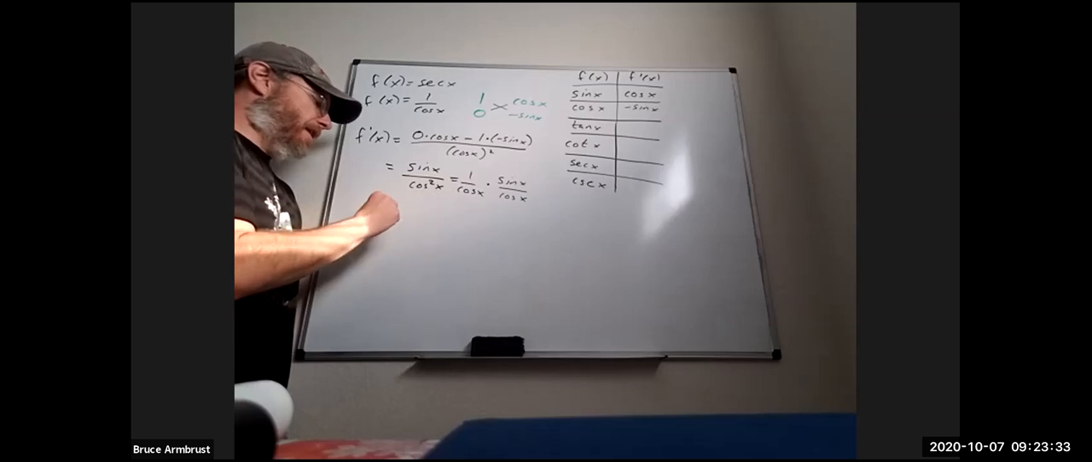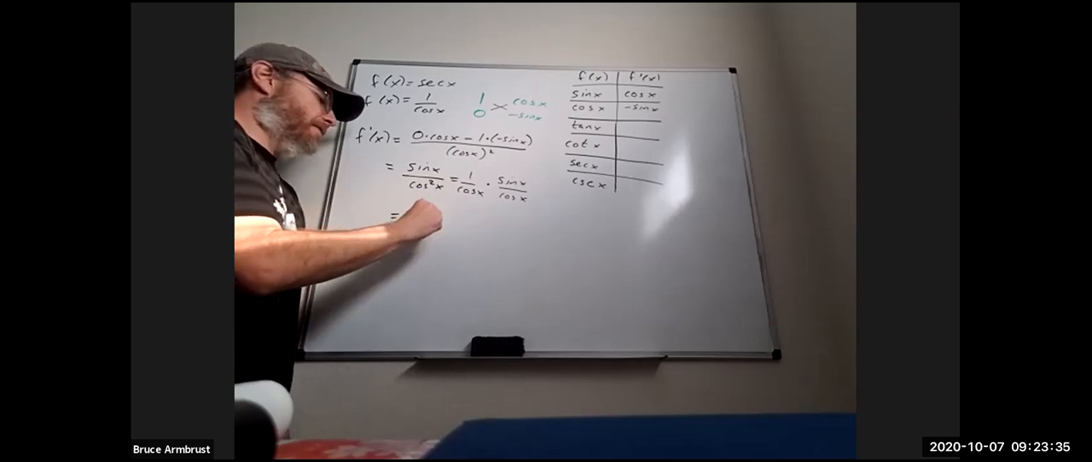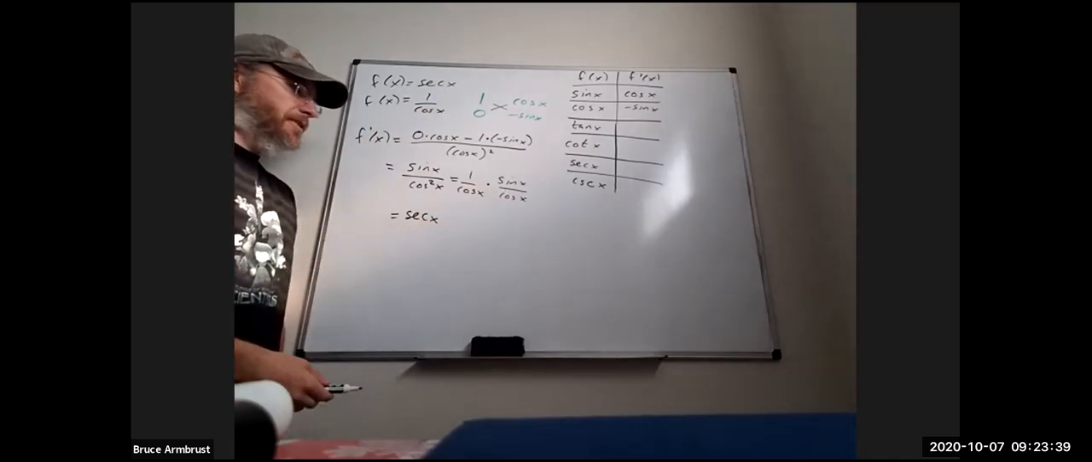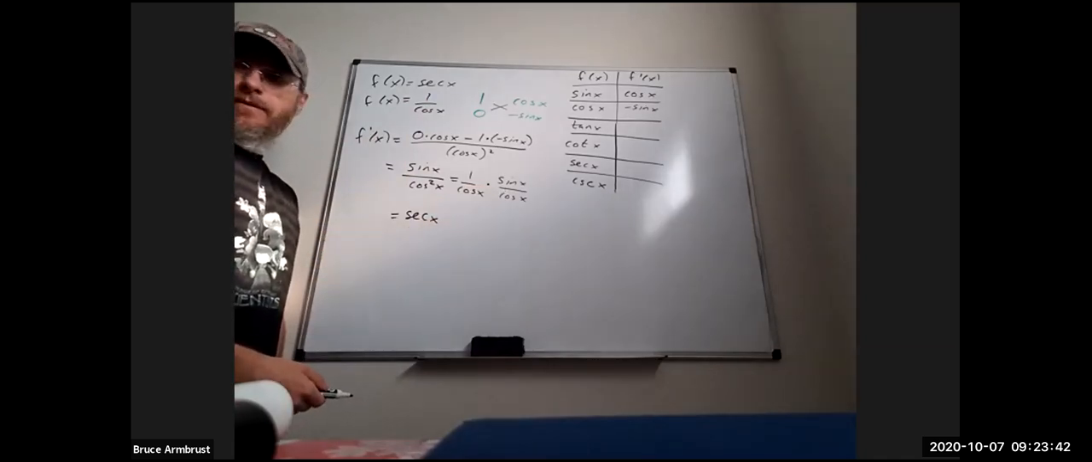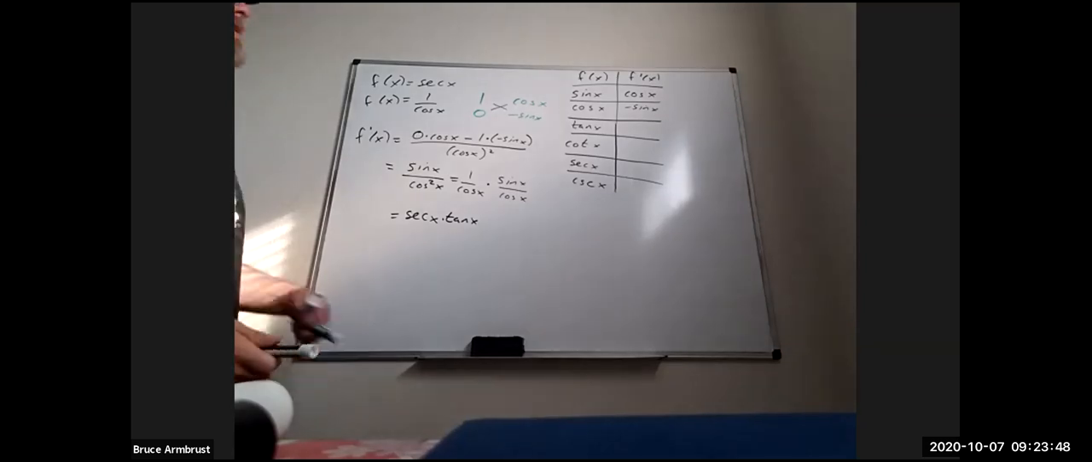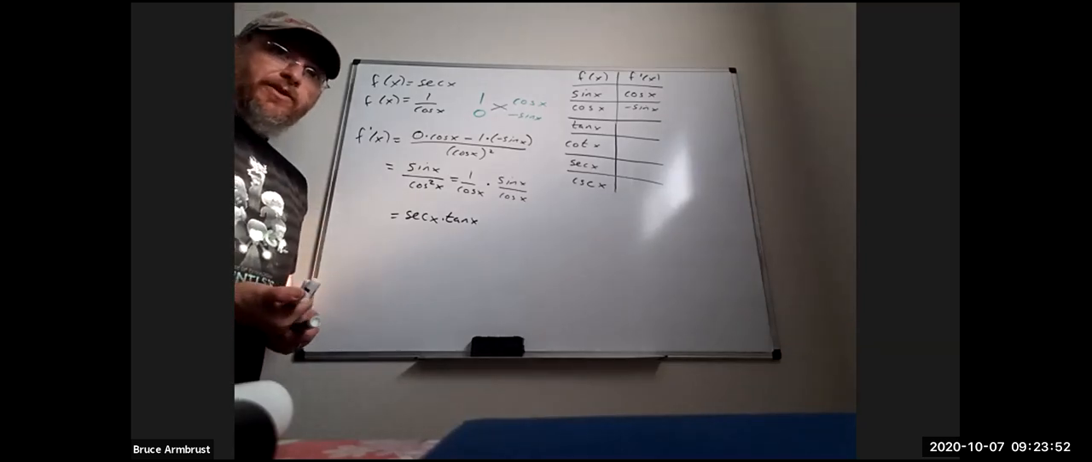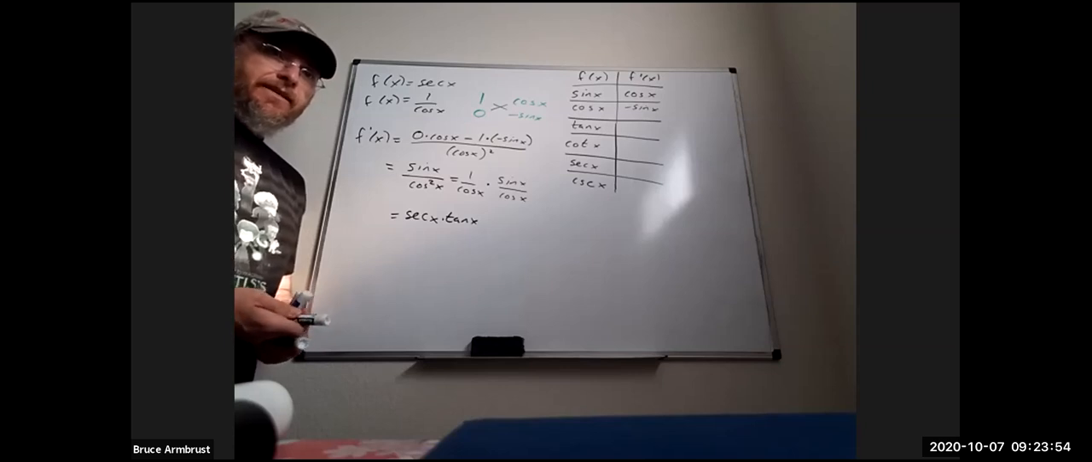The 1 over cosine, that's secant, right? That's what we just started with. And what's sine over cosine? Which trig function is that? Tangent. That's tangent. Good. All right, so this is how we're going to remember the derivative of secant. The derivative of secant is secant times tangent.